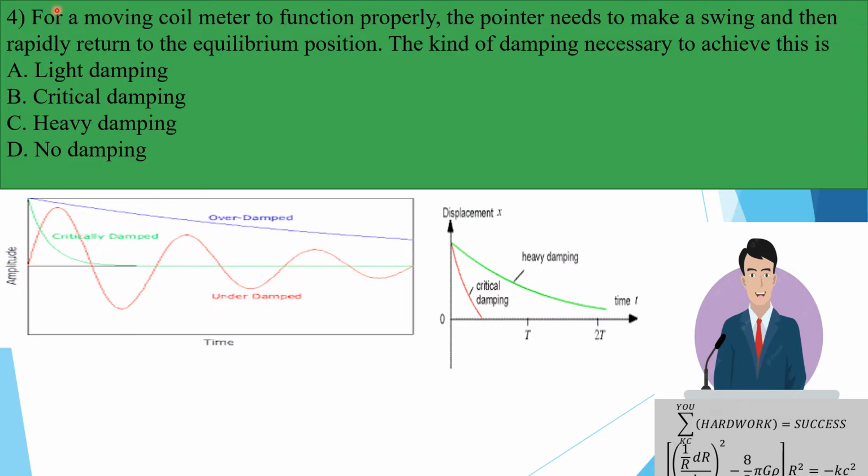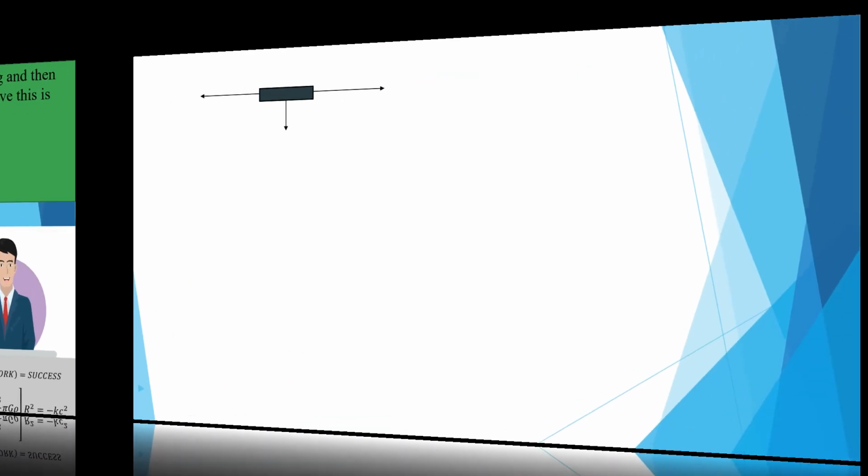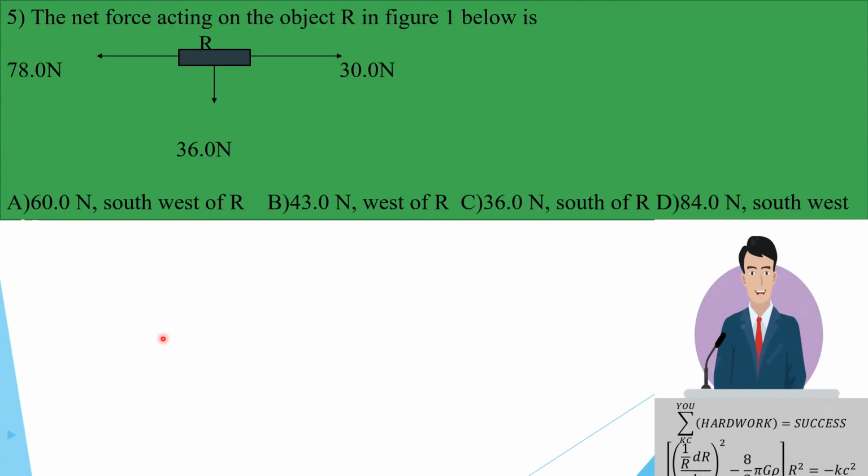All right, so we move on. The answer is B, right? So we get the answer as B. We move on to the next question. All right, so the next question is question 5. The net force acting on the object R in the figure. So, okay, we just want to talk about net force here.